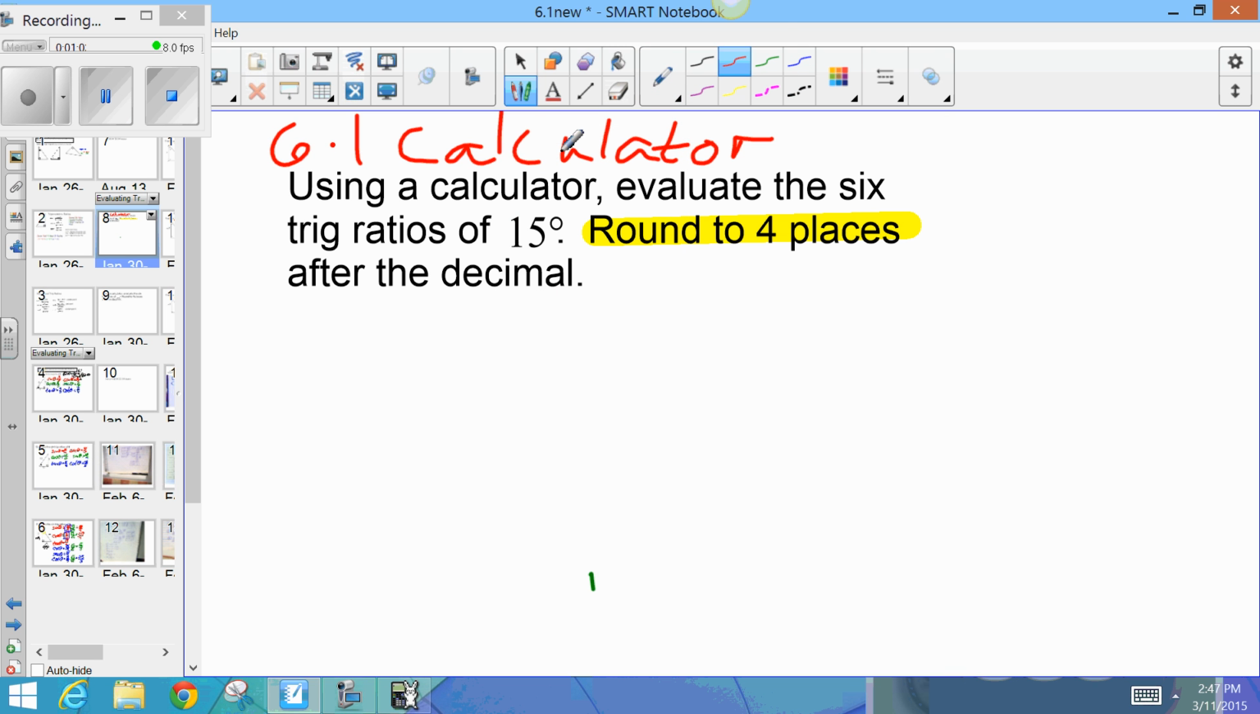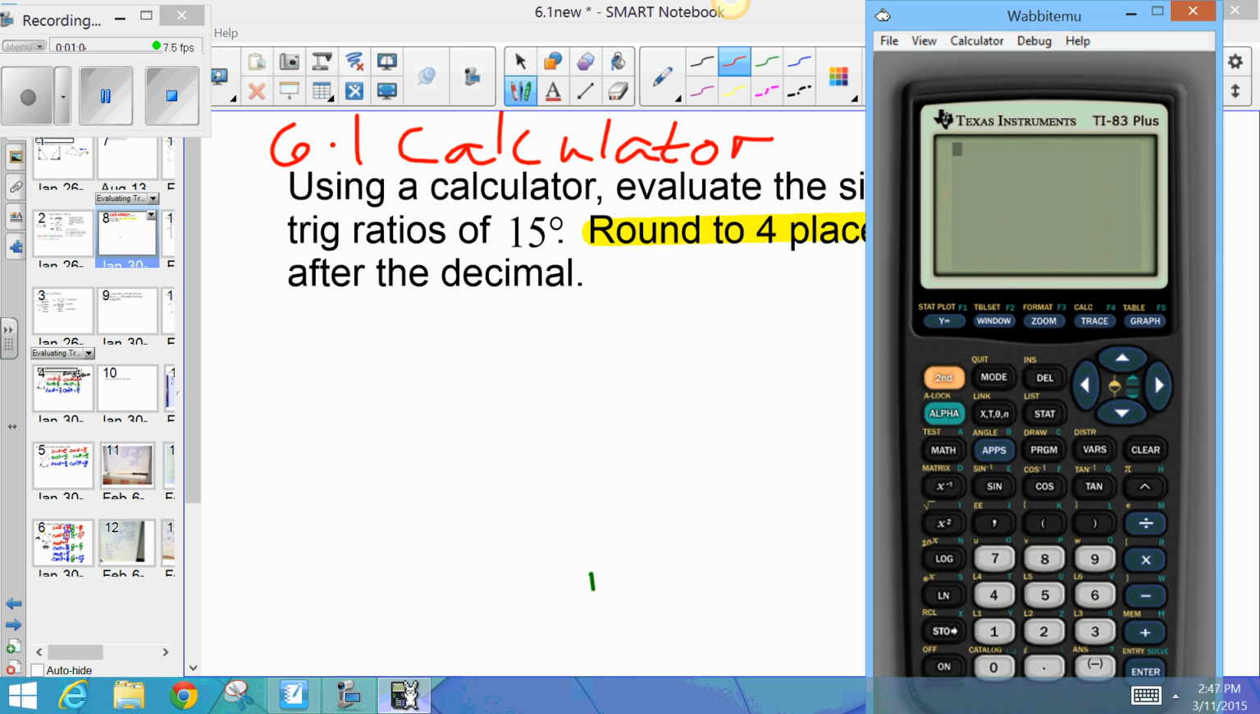All right. So here's my calculator. The first three trig ratios are so easy. But before I get into that, let me talk to you about mode. If you're using a TI-83, the mode default is radian. So I just hit the mode button, which is to the right of the second button, okay?